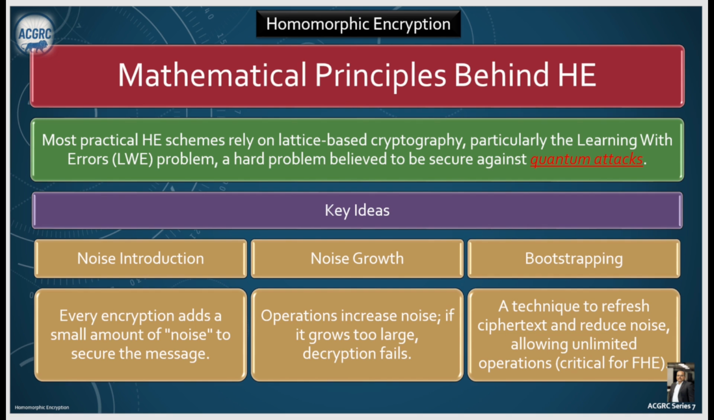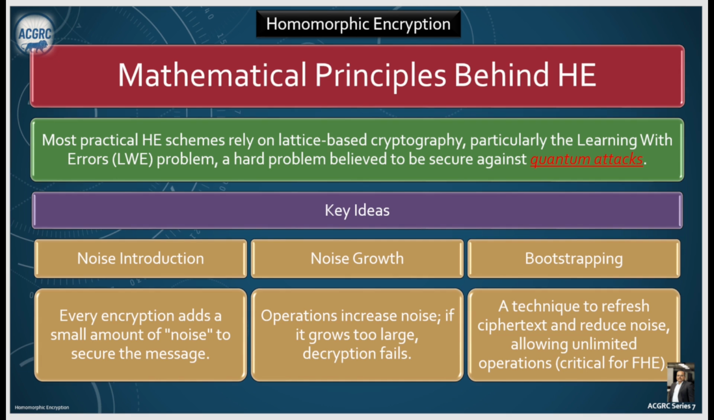The key idea is noise introduction. Every encryption adds a small amount of noise to secure the message. Each operation increases the noise, and if it grows too large, the decryption would fail. Now, in homomorphic encryption, there is a concept of bootstrapping. It's a technique to refresh the ciphertext and reduce the noise, thus allowing unlimited operations.